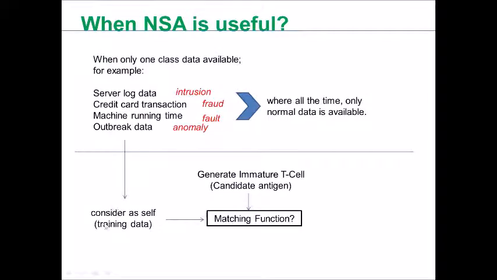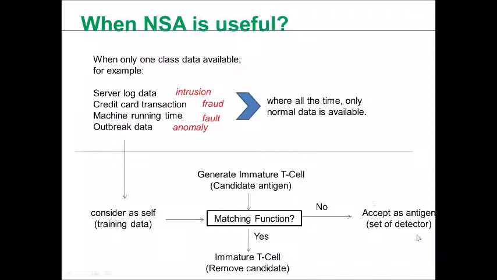Consider this as self data. Let's say this is all normal data. We consider it as a training data set. We generate immature T cells, considered as candidate antigens, as a set of detectors. The antigen and the training data contradict each other. Meaning that we use the training data to generate antigen whose characteristics are different from the self cell, the training data. This is based on the concept of the negative selection theory.